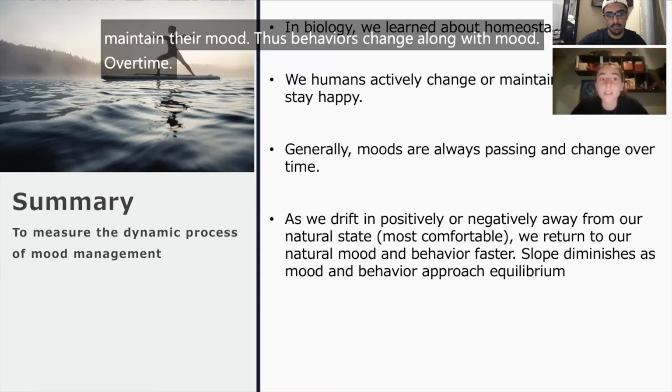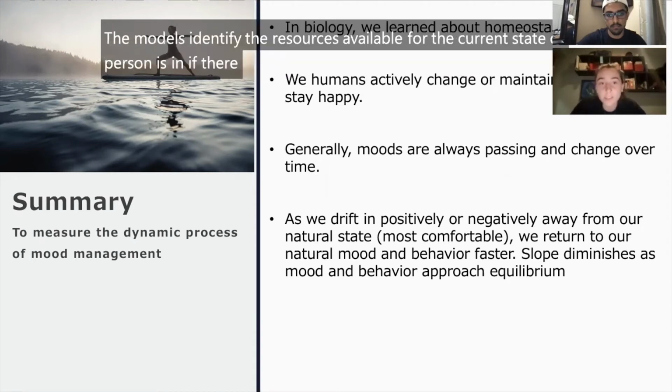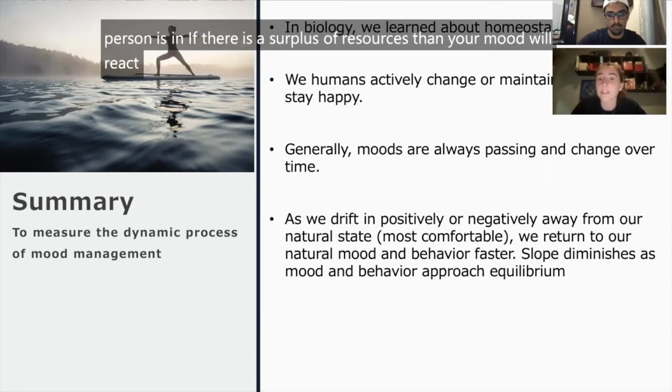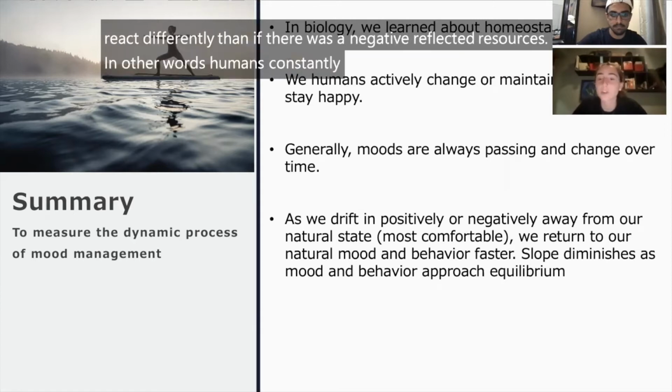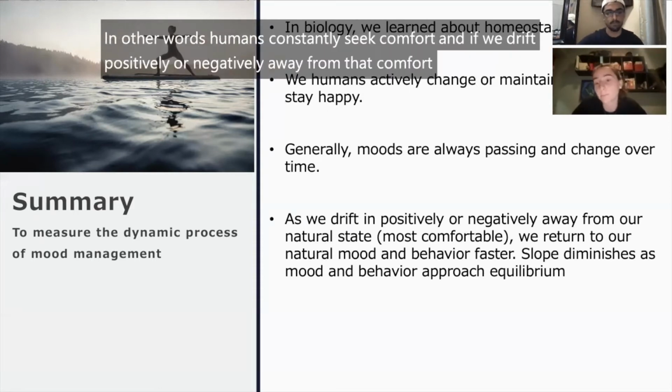The models identify the resources available for the current state a person is in. If there is a surplus of resources, then your mood will react differently than if there was a negative effect of resources. In other words, humans constantly seek comfort, and if we drift positively or negatively away from that comfort, then we will try to reach equilibrium.